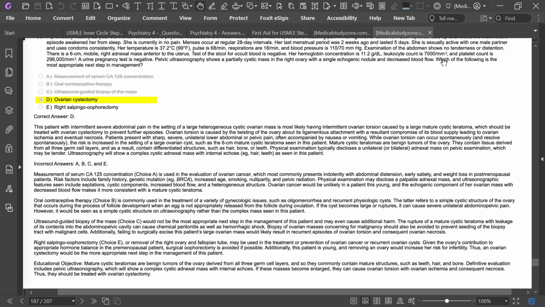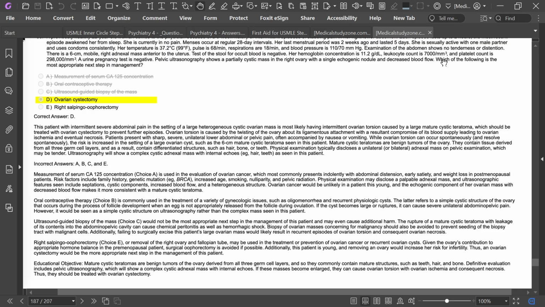Evaluation of ovarian cancer, which most commonly presents indolently with abdominal distension, early satiety, and weight loss in the postmenopausal patient. Risk factors include family history, genetic mutation, BRCA, increased age, smoking, nulliparity, and pelvic radiation. Physical examination may disclose a palpable adnexal mass, and ultrasonographic features seen include septation, cystic components, increased blood flow, heterogeneous structure.